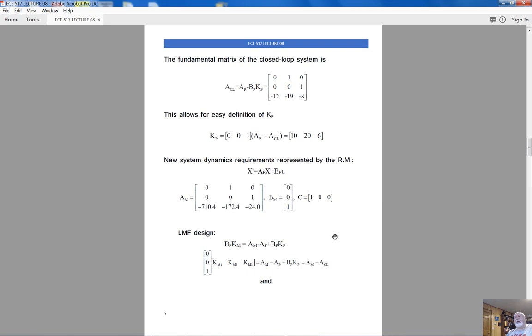But now it's time to recall the design specs for our system. And these design specs should be incorporated into the reference model. And this is the reference model. In this reference model, I don't have a way of telling you what the eigenvalues are, but it's surely a system with all eigenvalues in the left-hand side of the complex plane. It's a stable system, and so on and so forth. Our goal now is to define matrix KM.